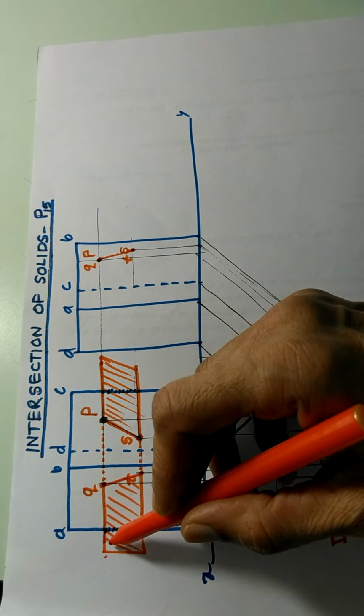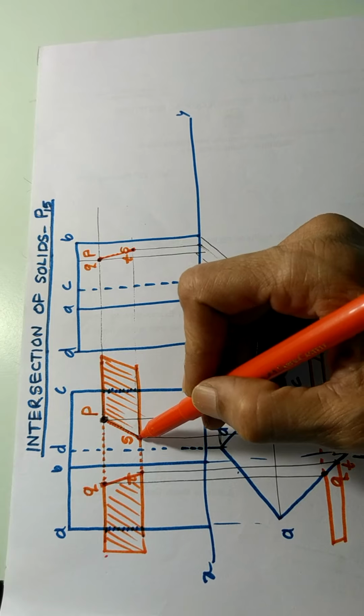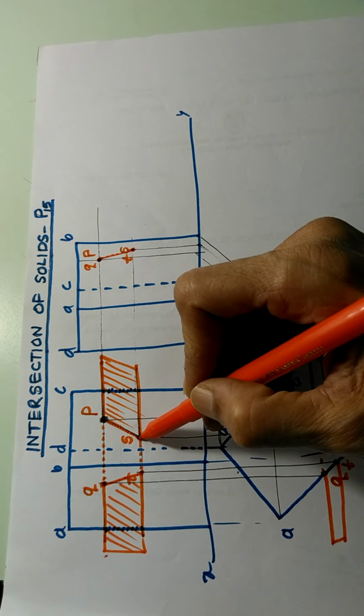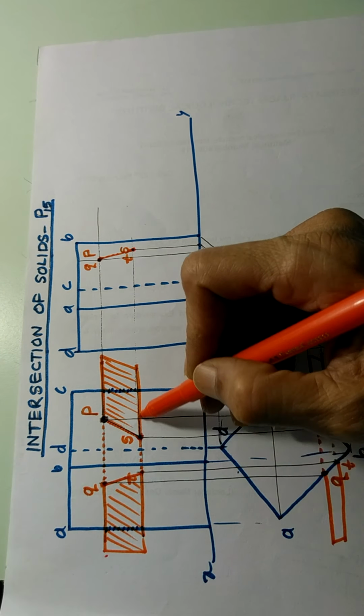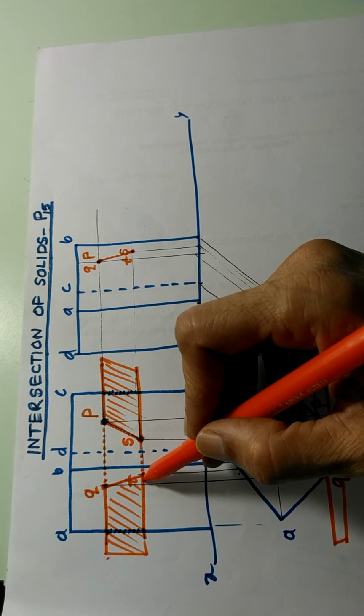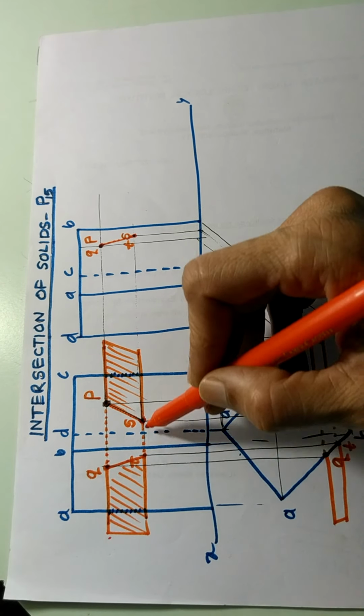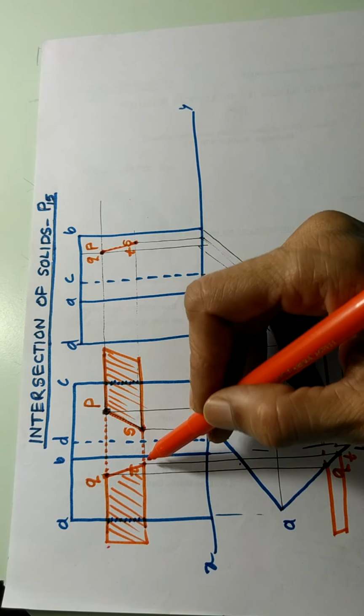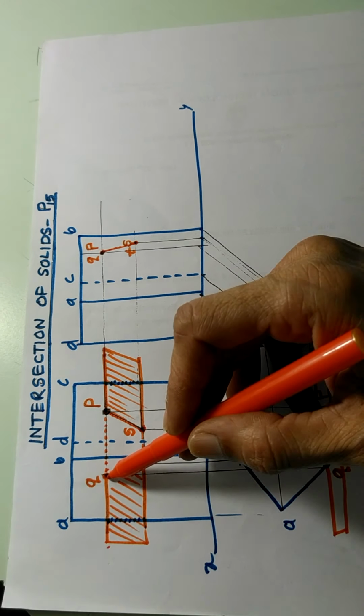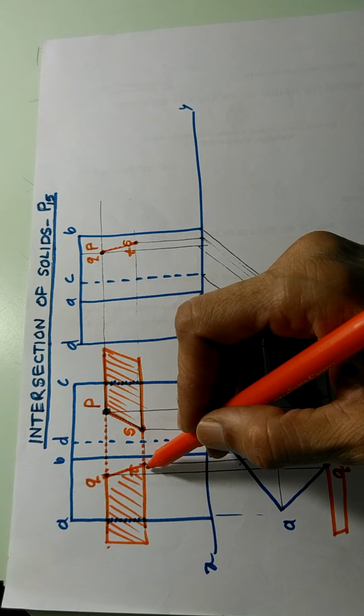Now whatever we have done for PQ, same thing we have done by taking another point S and then drawn a line. That line has gone inside the prism and then we have drawn the entire line intersecting the prism like this. Just like line PQ, we have drawn line ST.